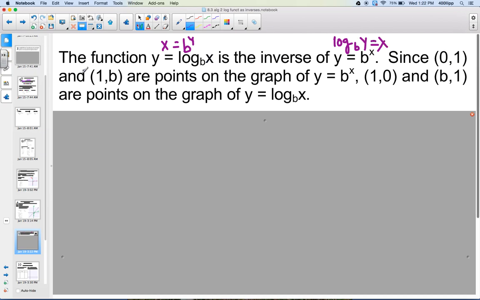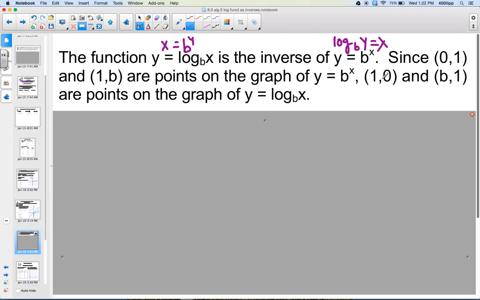Since 0, 1 and 1, b are points on the graph of y equals b to the x, because if you plug in 0 for x, b to the 0, anything to the 0 is a 1. That's how we got 0, 1. And if I plug in 1 here, b to the first is just b. So you get a b there.